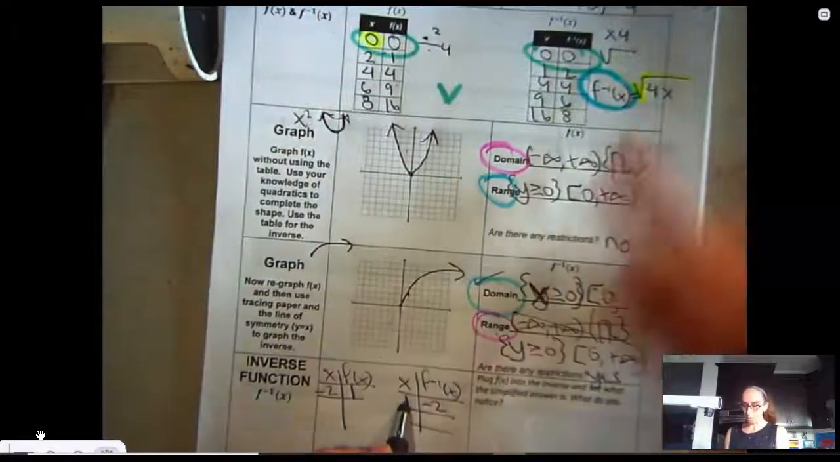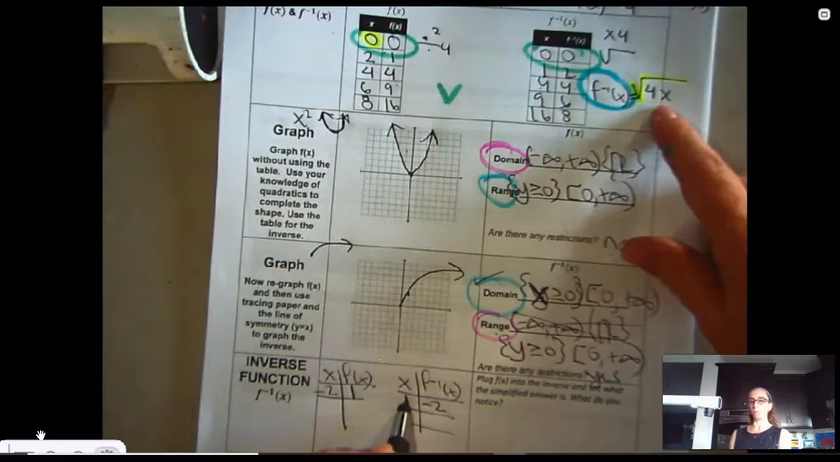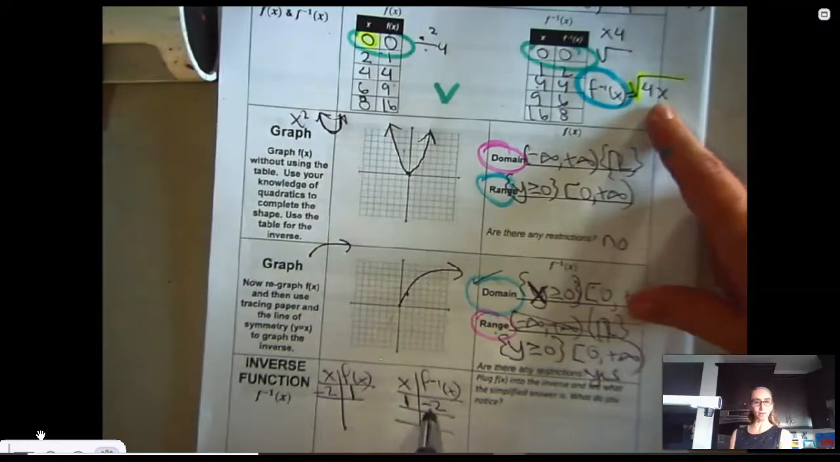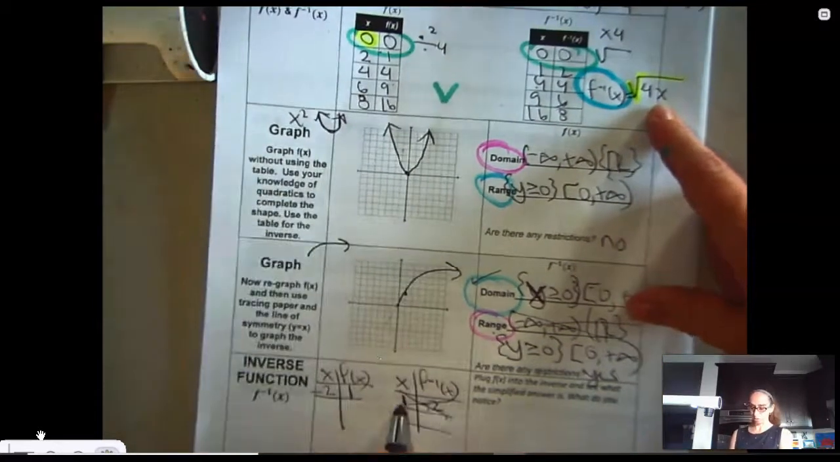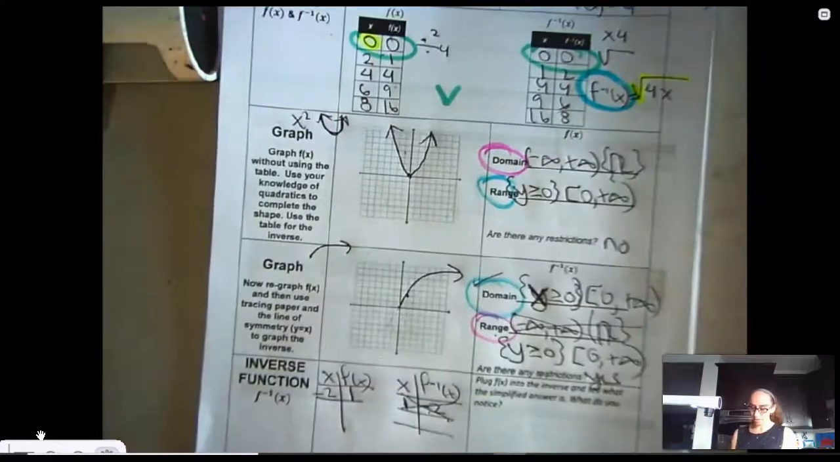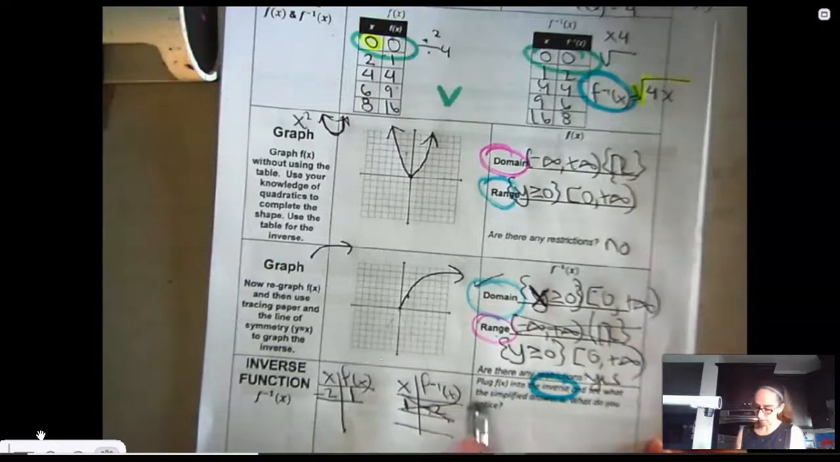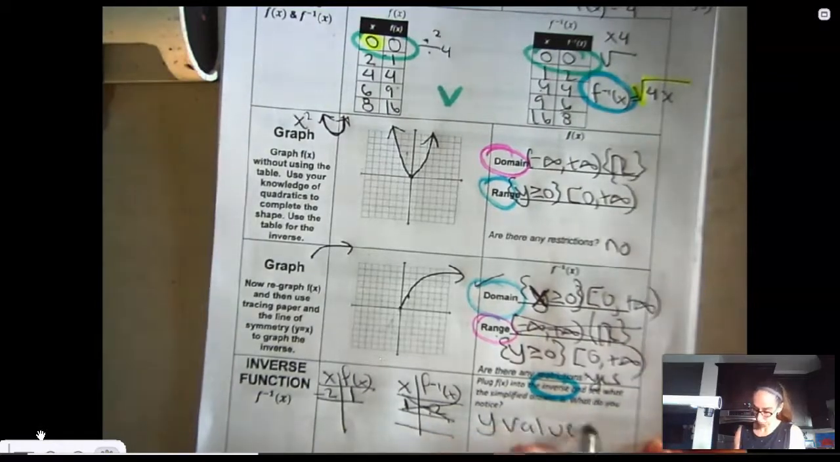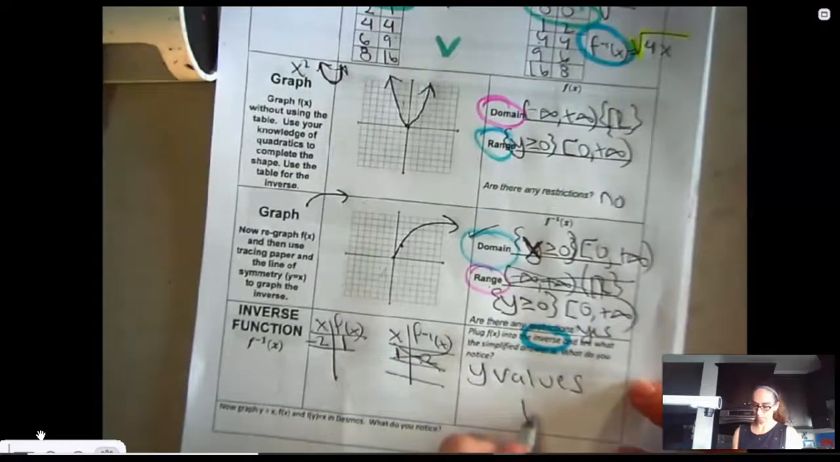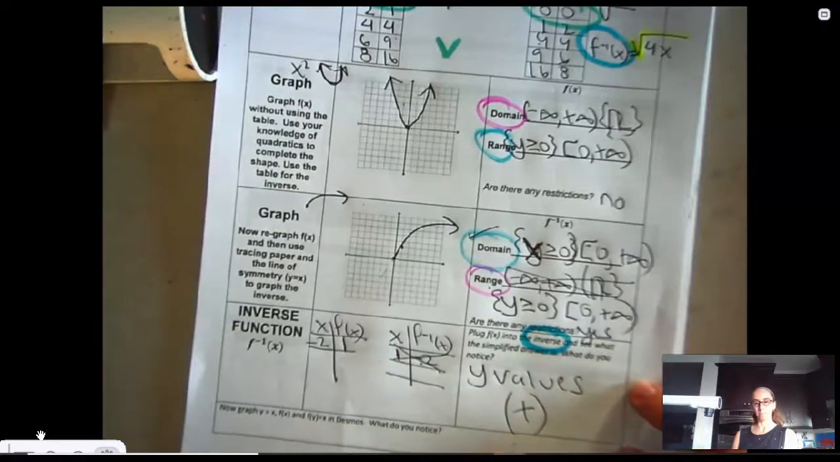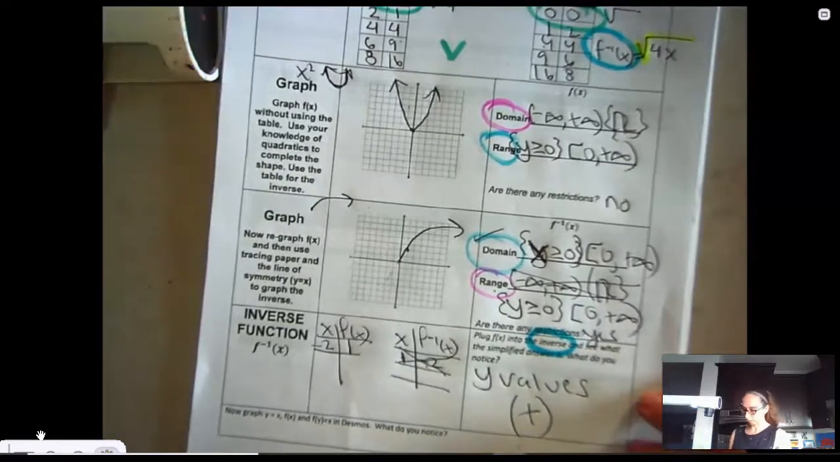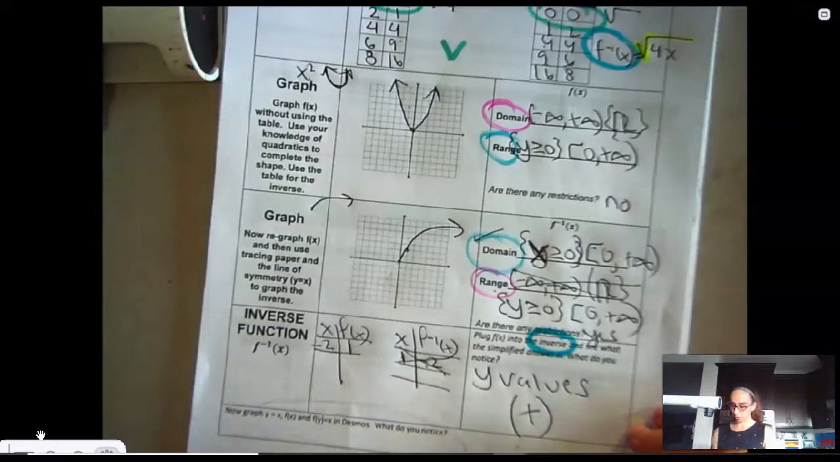Well, if I plug 1 in, 4 times 1 is 4. The square root of 4, is that -2? No. So when we have the inverse, I'm noticing all the y values have to be what? Positive. Okay. All right. You can just do this on your own.